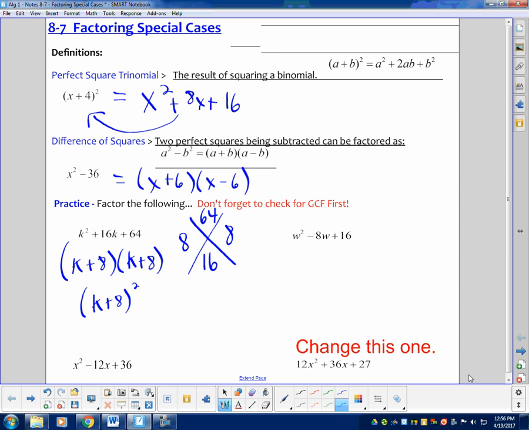Now, here's the shortcut. You guys ready for this? This will make your classwork super easy. If you recognize that this is a perfect square trinomial, here's how we recognize it.